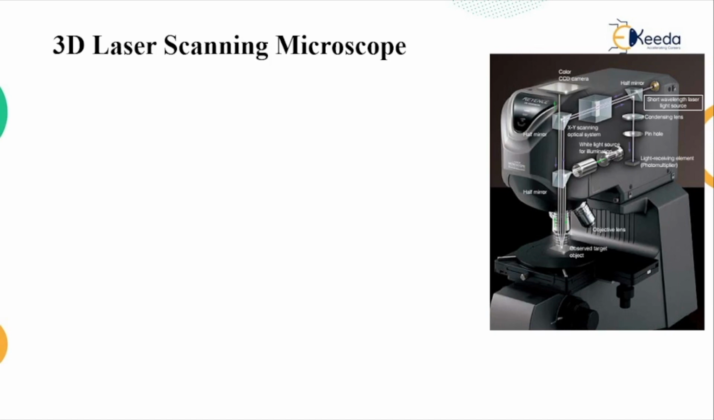Now the last one is the 3D laser scanning microscope. You can see the image of this microscope on the right side. So the objective lens, then the observed target object, a half mirror is here, second half mirror, third half mirror. Here the light receiving element, that is a photodiode or photomultiplier. Here the CCD camera, and here is the light source, and the XY scanning optical system is here. Okay, so we'll see the detail.